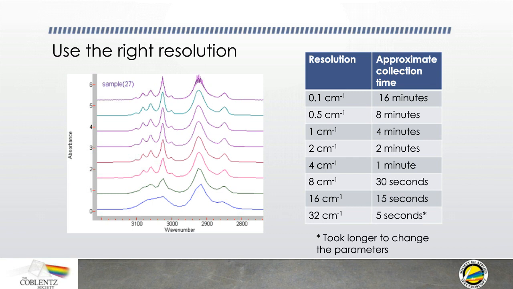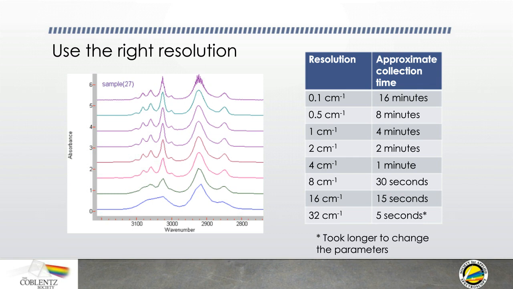If you go up to the highest resolution that this instrument was capable of, which is a tenth of a wave number resolution, you see that other than the noise at the top of this peak, you haven't gained anything in looking at the resolved bands. And you've gone from a minute data collect time, which is 4 wave numbers, which would have been perfectly adequate, to 16 minutes. So what does this mean? It means that you've just taken much more time to collect the data, and you really haven't gained anything. So you really want to use the appropriate resolution for the sample.